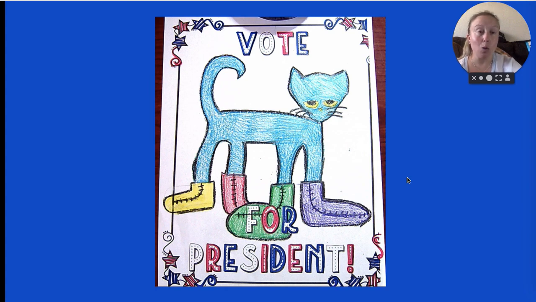I chose Pete the Cat, and I drew him on my poster. So you should make your choice now. You don't have to do who I chose. I'm curious who you choose. And remember, this is one of the assignments I'd like to see on Google Classroom.